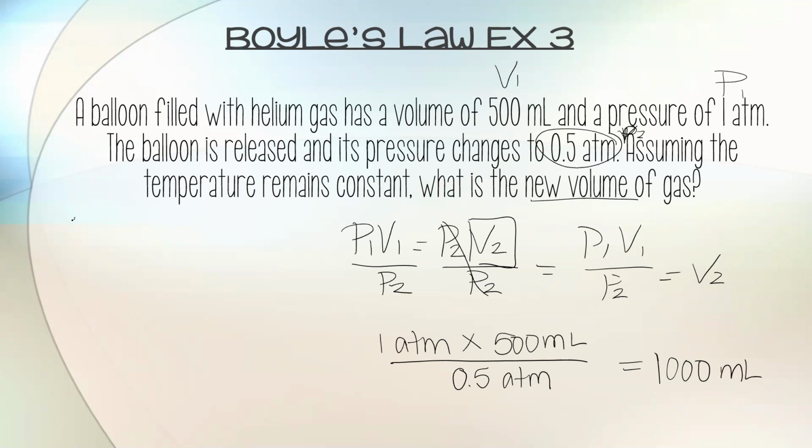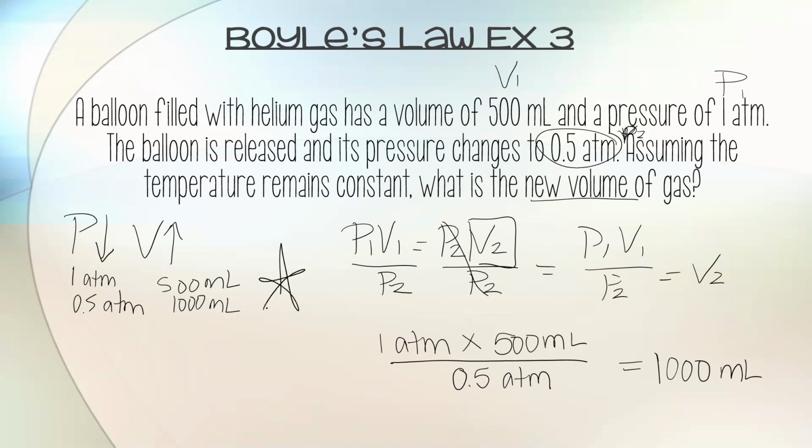Check and make sure it actually makes sense. In this case, pressure went down from 1 atm to 0.5 atm. If pressure went down, volume has to go up. Well, we started with 500 milliliters. Our final answer was 1,000 milliliters. So yep, that makes sense.